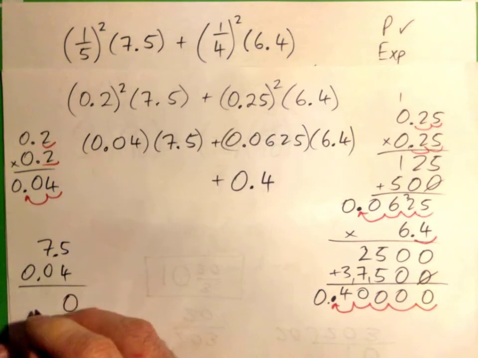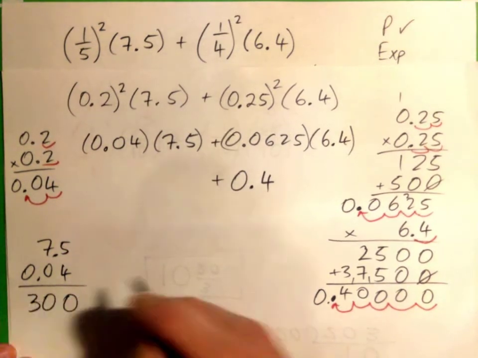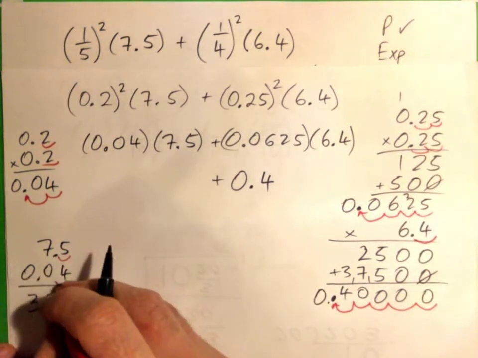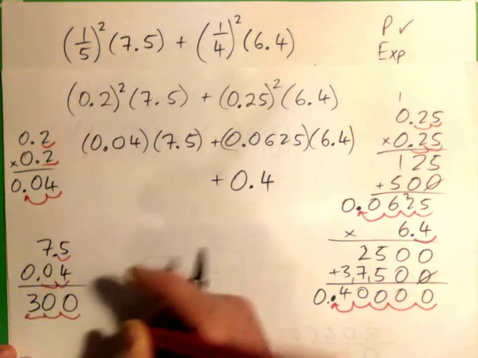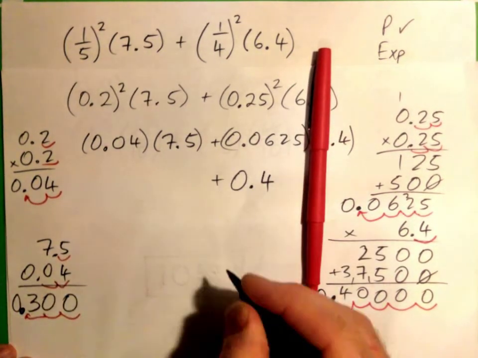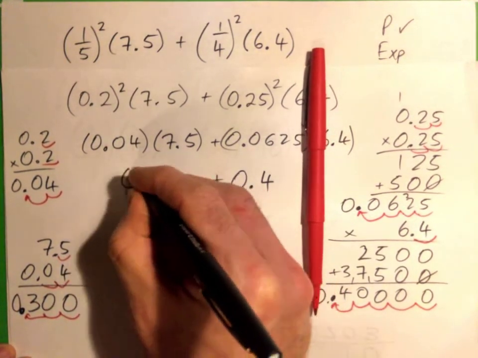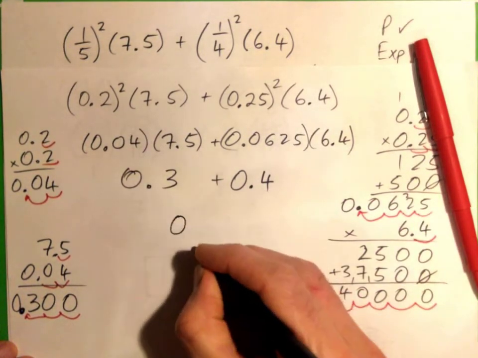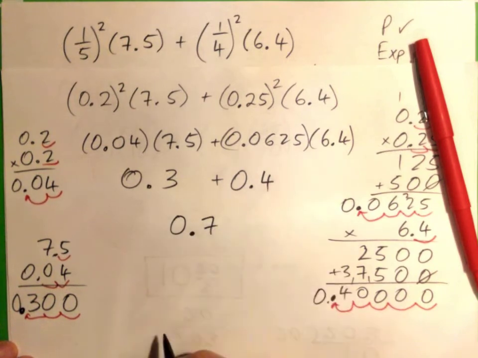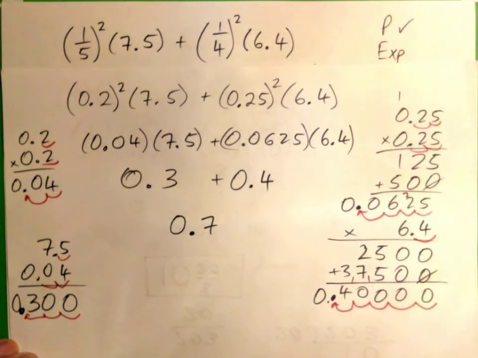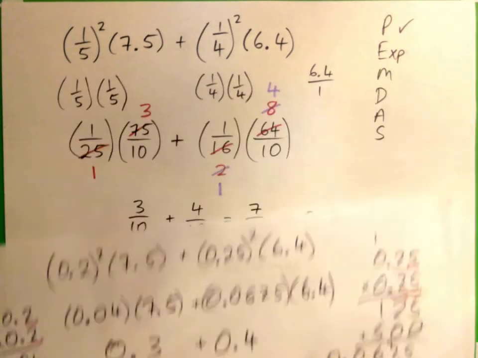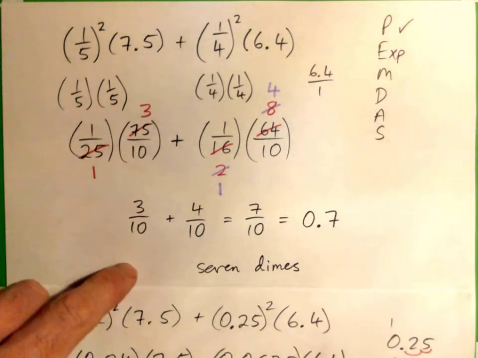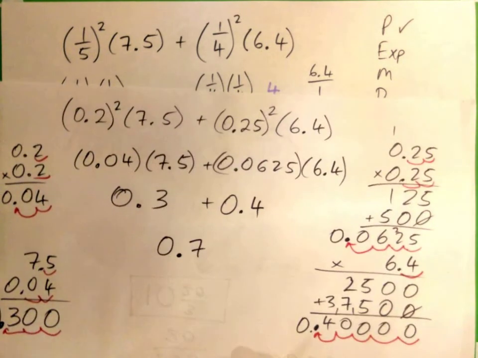And 7.5 times 0.04. Carry 2, 30, and there's 1, 2, 3. So 1, 2, 3. Point goes here. So this is 0.3. 0.3 plus 0.4 is? What do you know? Now that was a lot of work with the decimals. With fractions this time is easier. But hey, it's great fun, isn't it?